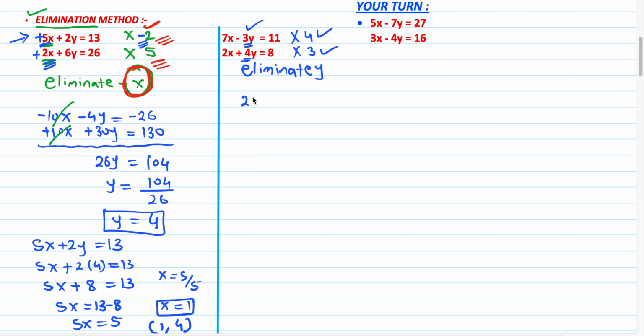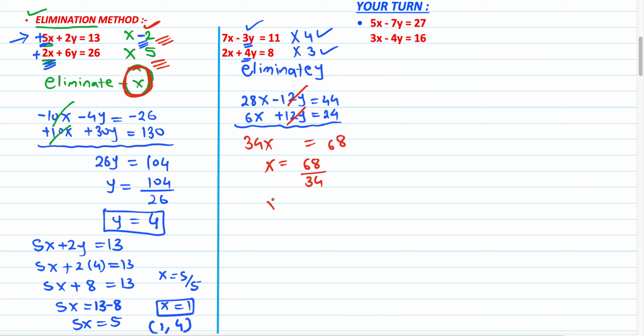7 4s are 28, so it will become 28x minus 12y is equal to 44, and now 3 2s are 6x plus 3 4s are 12y is equal to 8 3s are 24. Now I'm going to add these equations. So 28 plus 6 is 34x, and minus 12y plus 12y got cancelled, and it equals 44 plus 24, that is 68. So x is going to be 68 upon 34. 34 2s are 68. It's very simple, x is 2.